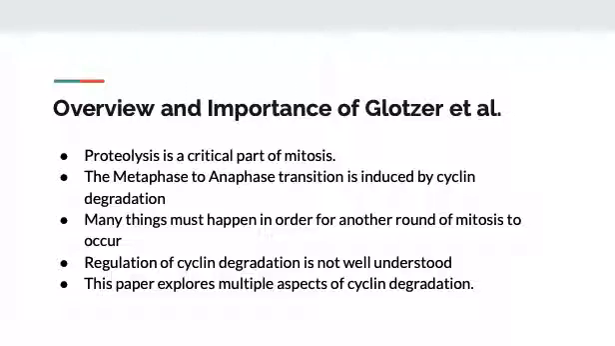This leads to the inactivation of MPF, and many things must occur in order for another round of mitosis to occur. So these things include a decrease in cyclin degradation, cyclin accumulation, and MPF activation, and only after all of these things occur can the next round of mitosis start. Regulation of cyclin degradation is now well understood. It is the crucial event in the exit of mitosis and entrance into interphase, and cyclin mutants that cannot be degraded arrest the cells in mitosis.